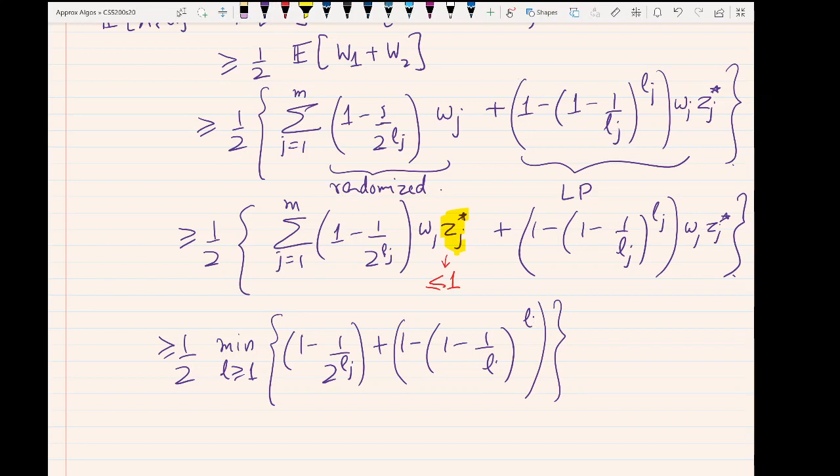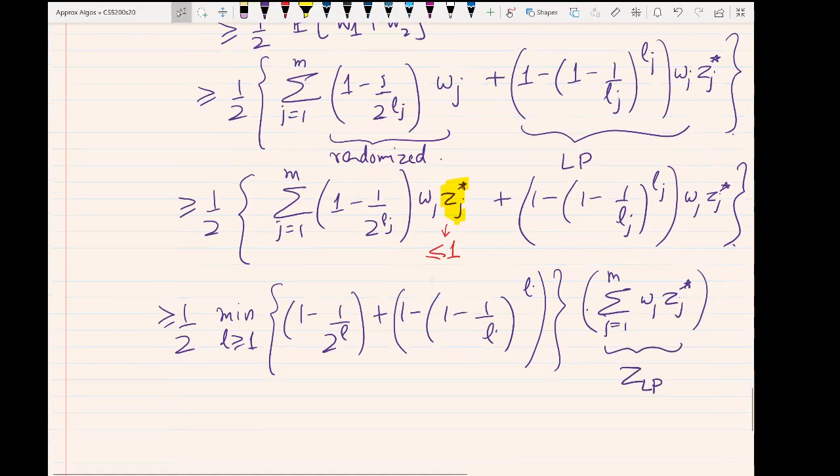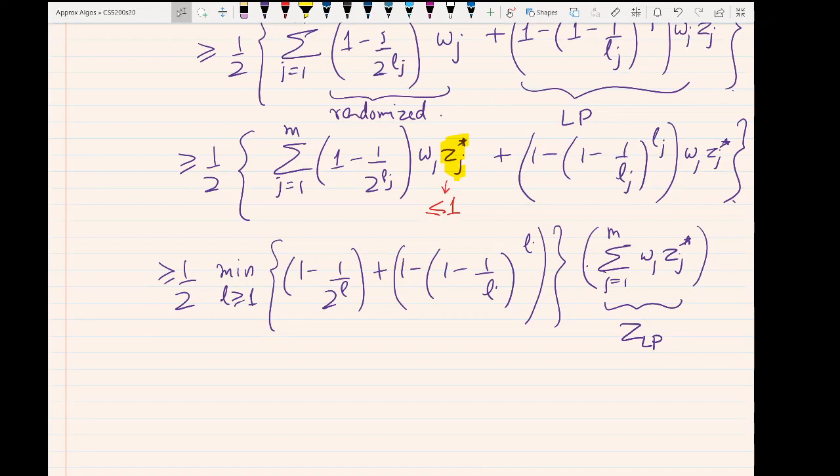Well, there's no j here because we'll just take the minimum over all integers as before, times, well, what's remaining inside is the sum over j equal to 1 to m of wj zj star, and this is nothing but zlp. So the whole thing boils down to finding the minimum of this function. Okay.